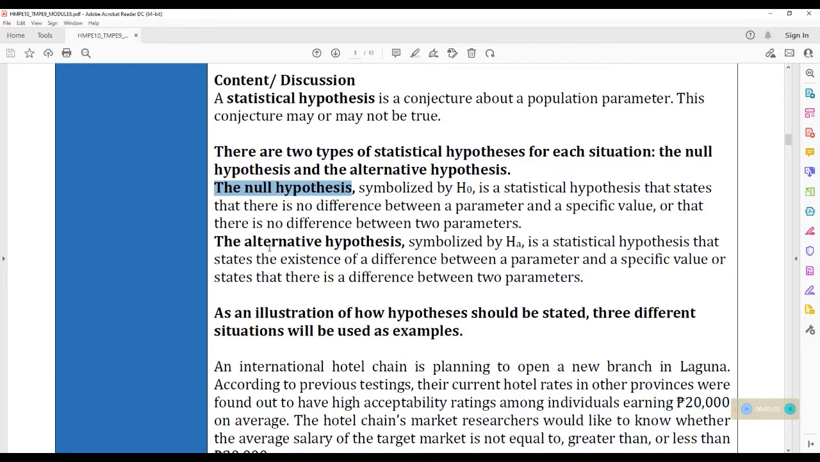Okay? Now, for the alternative hypothesis, depende dun sa case. Meron tayong tatlong possible na direction. So, the alternative hypothesis symbolized by H sub A is a statistical hypothesis that states the existence of a difference between parameters and a specific value, or states that there is a difference between two parameters. So, ang sinasabi lang po ni alternative hypothesis, pwedeng hindi siya equal, mas malaki siya, or mas maliit siya. So, meron tayong tatlong cases. Pwede natin gamitin yung not equal sign, yung greater than sign, at saka yung less than sign. You're going to understand it better pag nandun na tayo sa example.